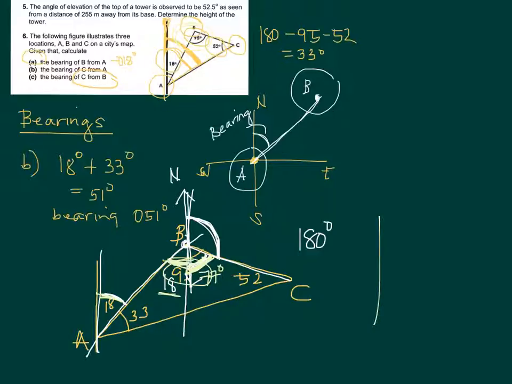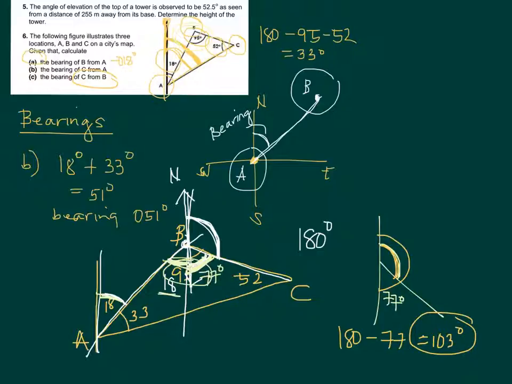Okay, so I hope you can see that. This is 77 degrees. Now again, we said a while ago that this is 180. So if I have to compute for this small angle here, all I have to do is subtract 77 from 180. And 180 minus 77 is equal to 103. So the bearing of C from B is 103 degrees. Okay, so this is the answer for letter C. Let's write that down. The answer for letter C is 103 degrees.